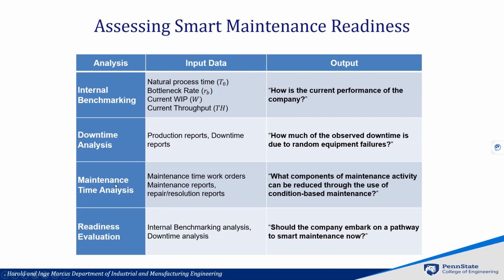And then the next step is the maintenance time analysis, where we look at sources of data like maintenance work orders. What are the documented maintenance reports? Now, this varies from company to company. Some have it very sketchy, some have very detailed reports. The question that we really want to answer here is, what are the key components of the maintenance activity that can be reduced through the use of condition-based maintenance? Let me flesh this particular issue out.